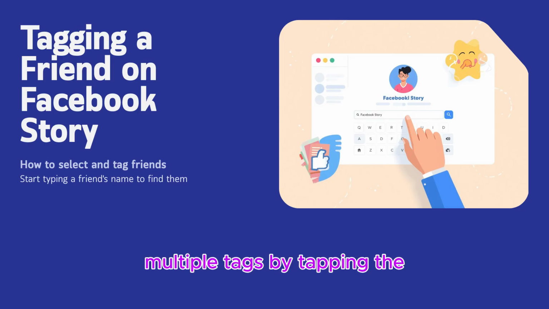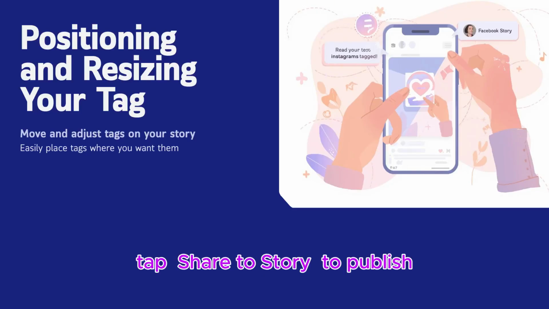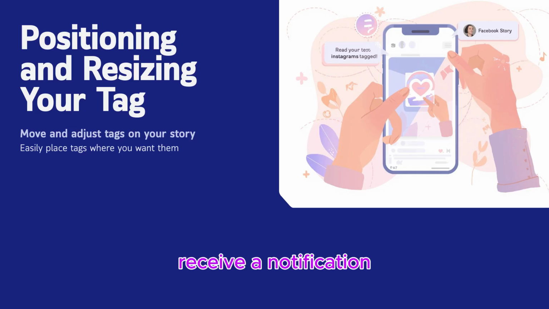You can add multiple tags by tapping the @mentioned sticker again and repeating the process. When you're finished, tap Share to Story to publish. The tagged friend will receive a notification that they were mentioned in your story.